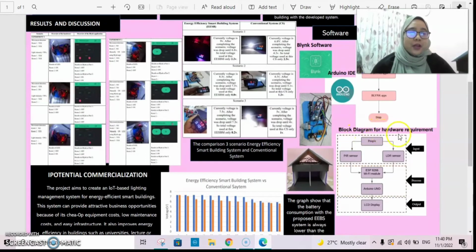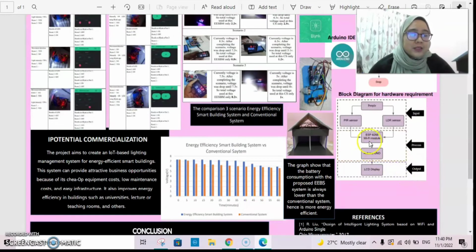Block diagram for hardware requirement. For input, we put the PIR sensor and LDR sensor. And the process is the ESP8266 Wi-Fi module and Arduino Uno, and the output is an LCD display. I use the voltmeter to display the voltage.